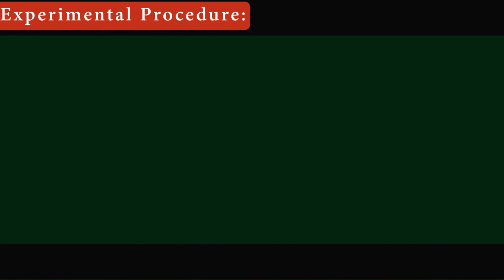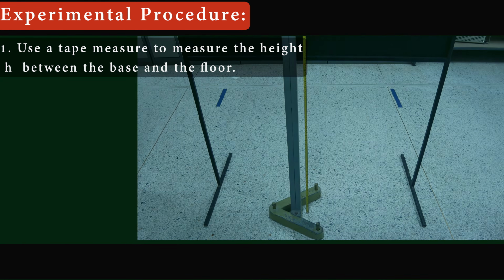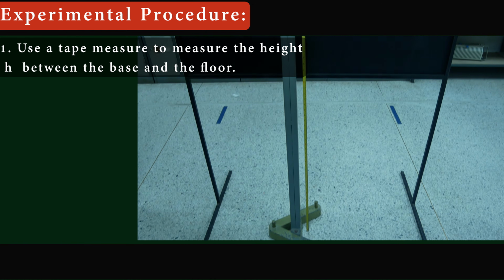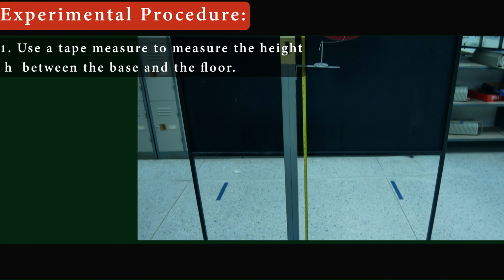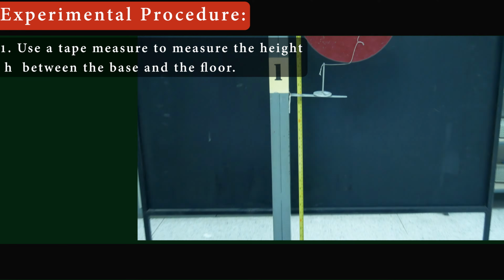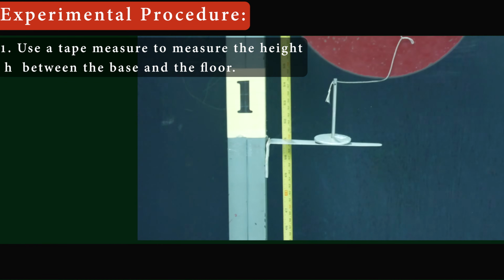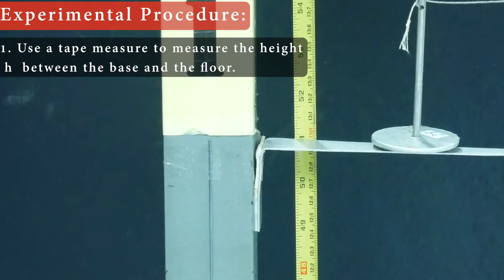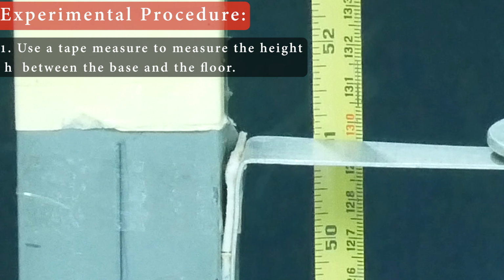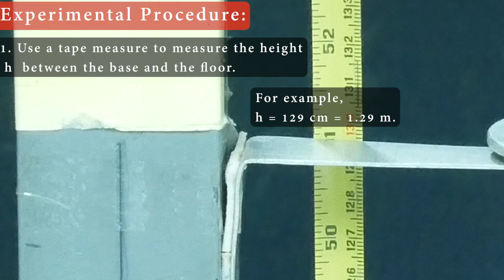Experimental procedure. 1. Use a tape measure to measure the height h between the base and the floor. Be careful, the height h must be in meters. The students should measure in centimeters first, then convert it to meters. It is recommended that they use 3 significant figures. For example, if h equals 129 centimeters, it equals 1.29 meters, etc.